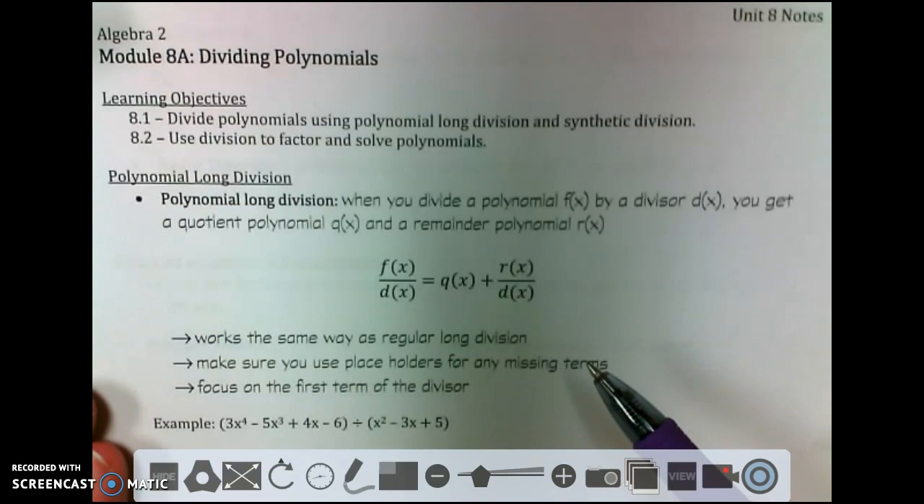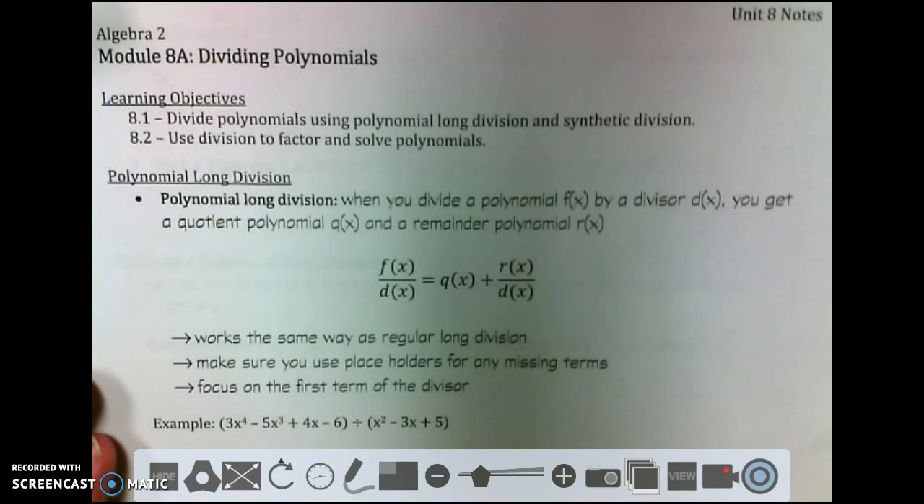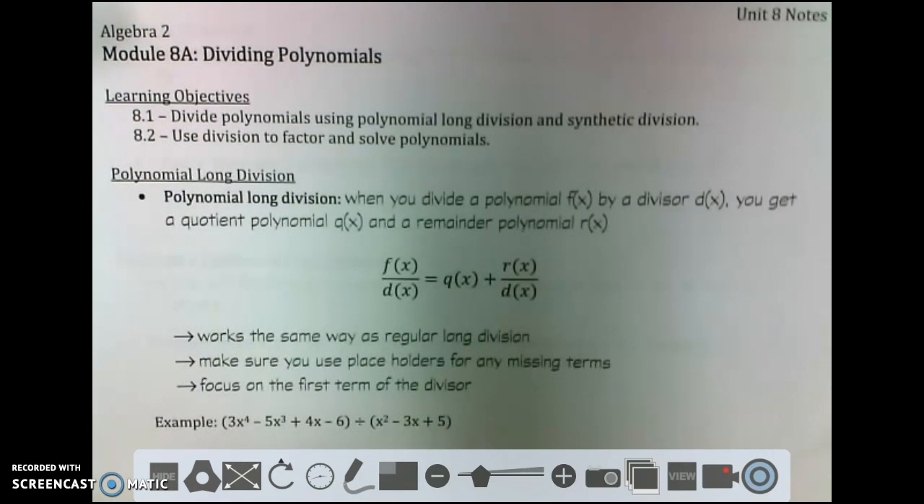Now, polynomial long division basically works the same way as regular long division, but instead of using numbers, you're using polynomials. We also want to make sure that we use placeholders for any missing terms. So that's going to be important. We had to use placeholders when we evaluated polynomials. We had to use placeholders when we added, subtracted, and multiplied polynomials. And we need to use them when we do division as well.